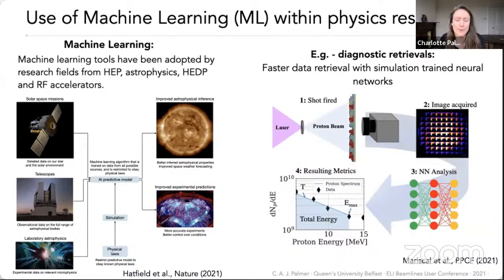In this example from Livermore, a neural network has been trained to rapidly analyze and retrieve the proton beam characteristics from a filtered scintillator like the ones that I was talking about earlier. So this takes into account complexities of the beam, such as the divergence of the proton beam and how shadowing affects the retrieved spectral and spatial information.